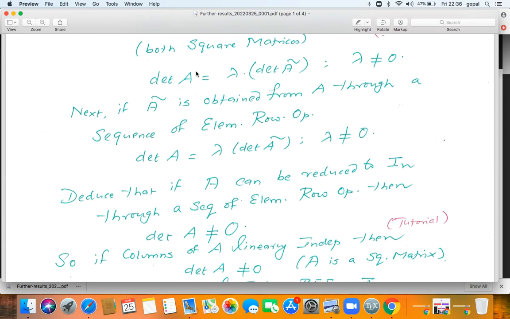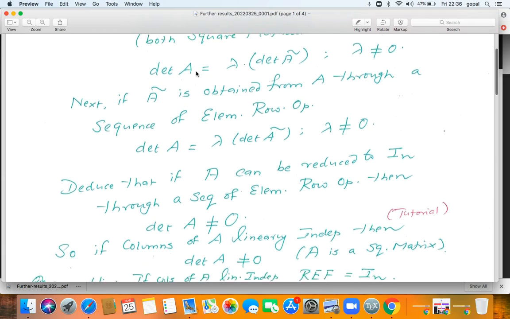Also, if the columns of a matrix are linearly independent, then you can reduce the matrix to the identity matrix. Why? The columns are linearly independent. So the first column is not zero. There's at least one non-zero entry in the first column, which means that when I reduce it to the row echelon form, the first entry is non-zero and all other entries below it are 0. And that entry can be made 1 because I can do a row reduced echelon form.